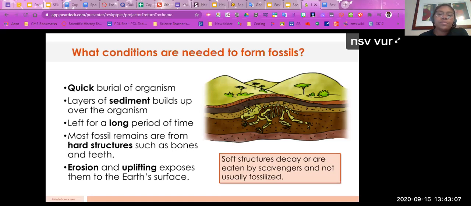Most of the time, the fossilized remains are going to come from hard structures like bones or teeth, and not necessarily those soft structures for the reasons that we already talked about. Erosion and uplifting is also going to help with this process and bring them to the surface.